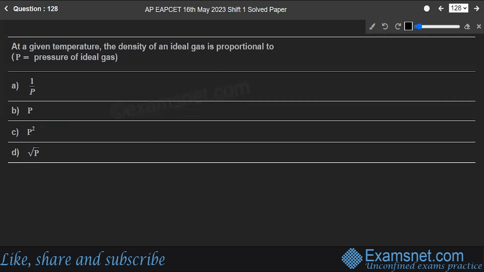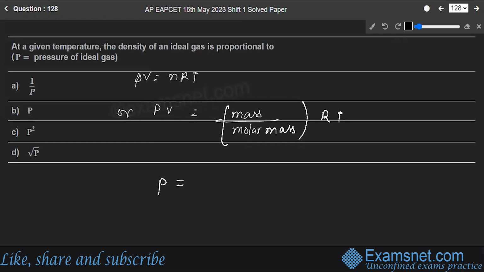At a given temperature, the density of the ideal gas is proportional to P, which refers to the pressure of the ideal gas. Ideal gas equation says PV is equal to nRT, or you have PV is equal to n, which is given by mass upon molar mass, into RT. Or you have P is equal to mass upon volume multiplied by RT upon M.